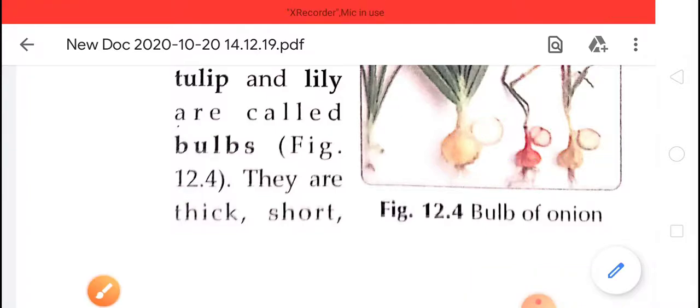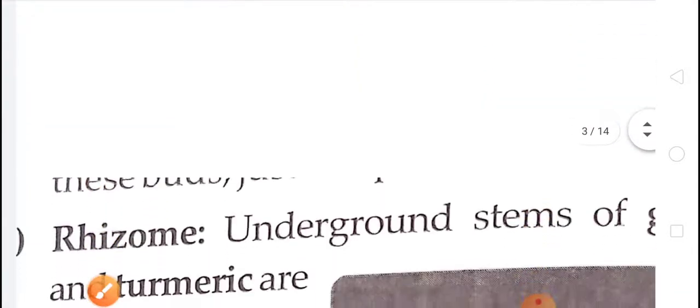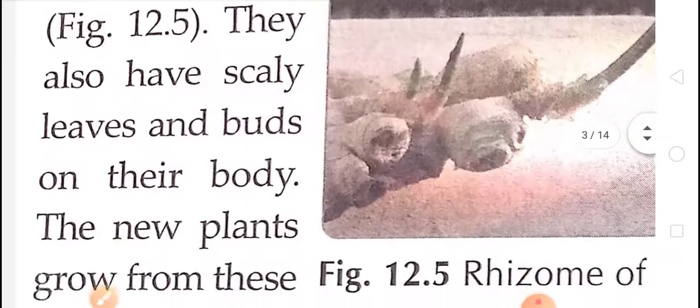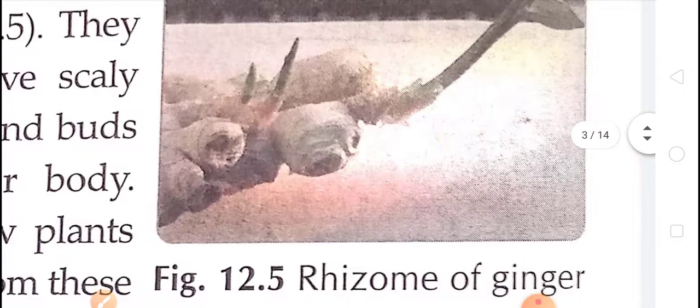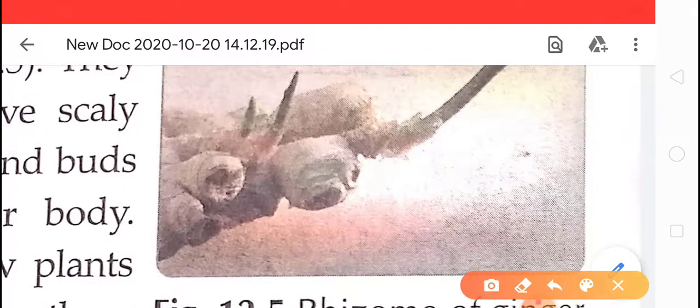Next, the rhizome. These rhizomes are found in the ginger plant. From these parts of the plant, the new ginger plant can grow, and the part of this is the rhizome. Clear?